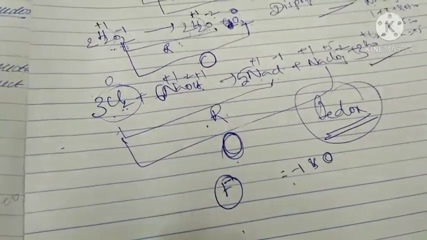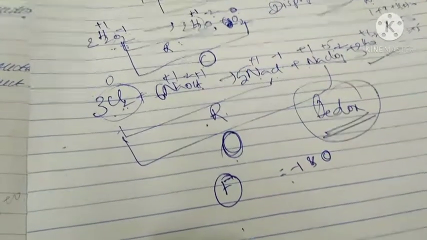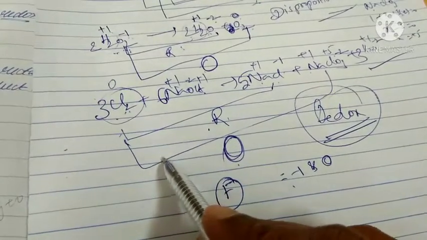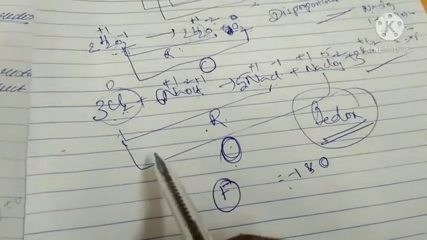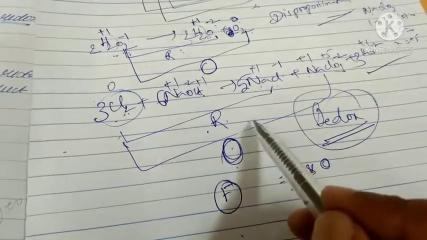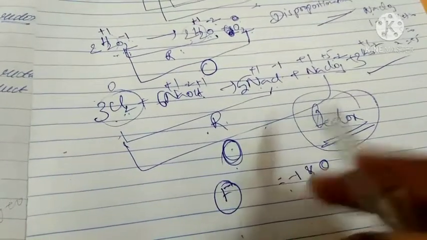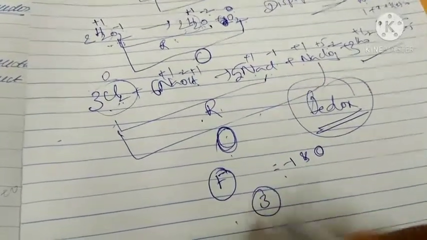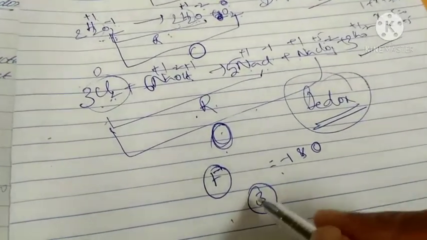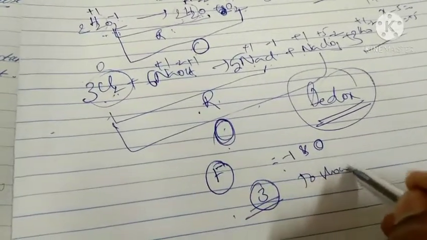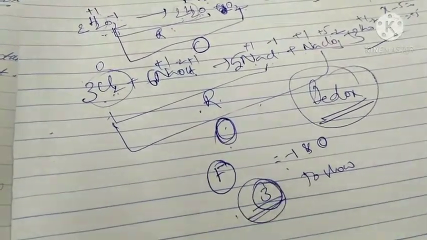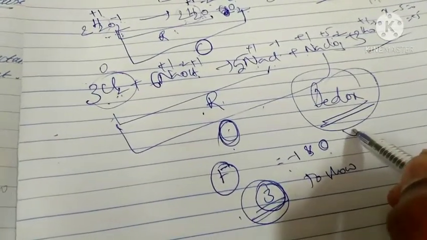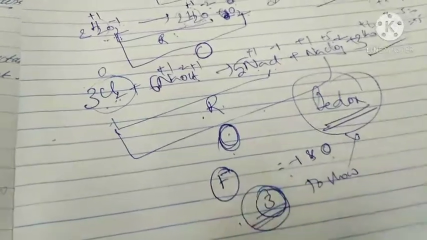To show a disproportionation reaction, what should happen? The same element should undergo both oxidation and reduction. That means one oxidation state should increase and one should decrease. So that element should exhibit at least 3 oxidation states. But fluorine exhibits only -1 and 0, so it cannot undergo disproportionation. That is very, very important.